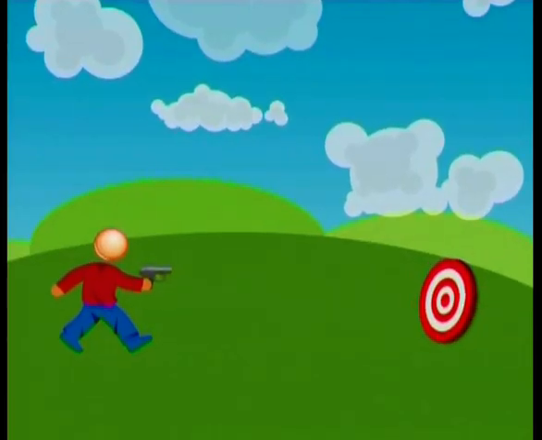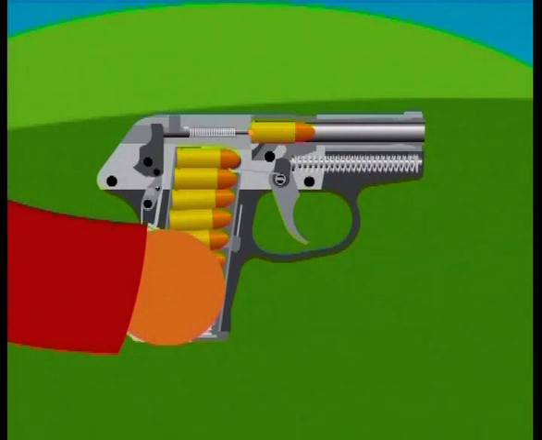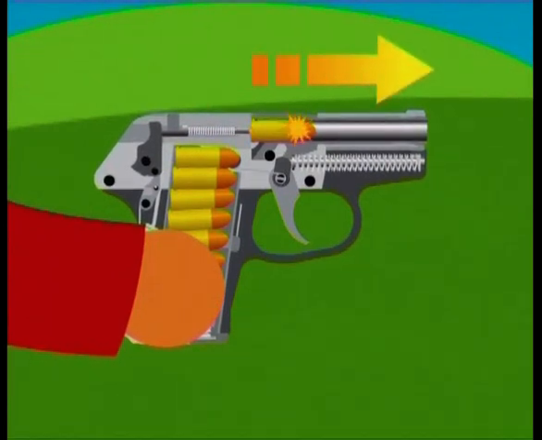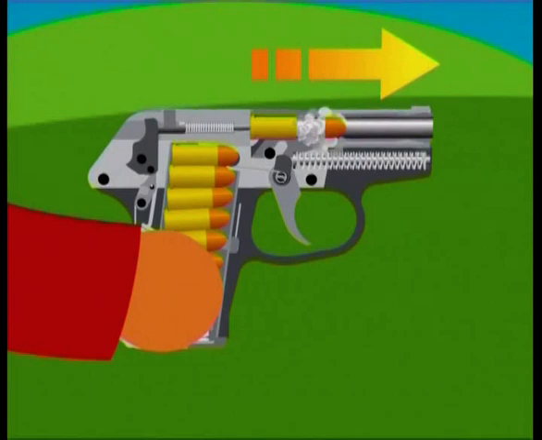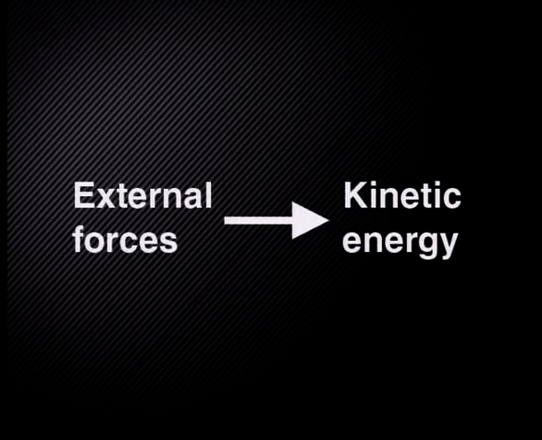The explosion caused by the firing pin hitting the shell released gases, which exerted an external force on the projectile, moving it forwards. Remember that momentum needs to be conserved. So as the projectile moves forwards, the gun barrel moves backwards. This motion means that the gun barrel now also has kinetic energy. The objects gain kinetic energy from the external forces applied on the projectile.